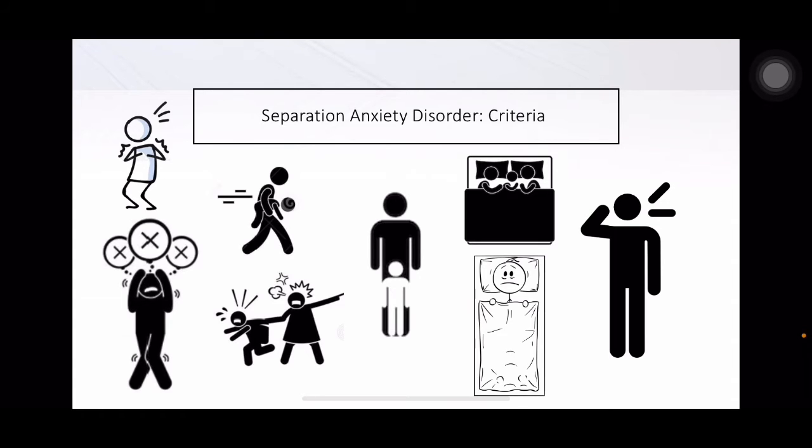In addition, palpitations, dizziness, and feeling faint are also some physical symptoms, although they are less likely to occur in younger children, and these symptoms occur when separated from the major attachment figure or when the separation is anticipated.